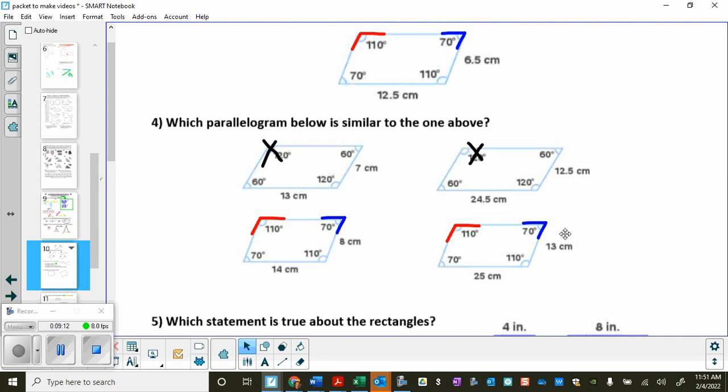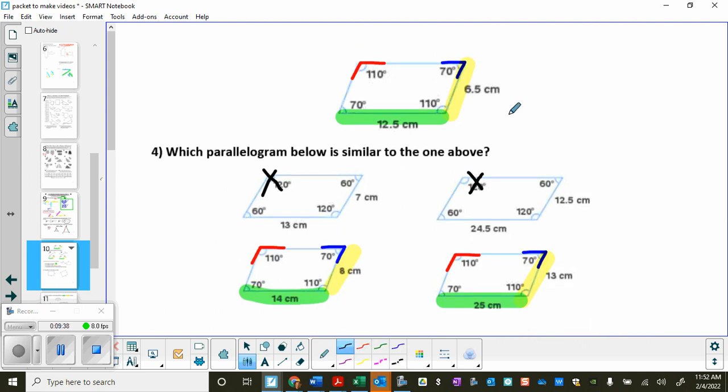Now I have to look at the side lengths and see which one is proportional to this shape up here. There are lots of different proportions we've said that we can set up. Let me get my highlighter out, and you can decide for yourself which one you think makes the most sense. But I'm just matching up corresponding sides right now. See how I've got yellow matching with the yellow and then green matching with the green?